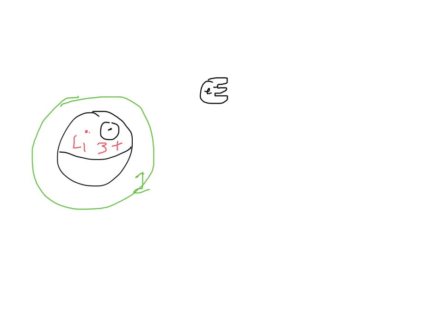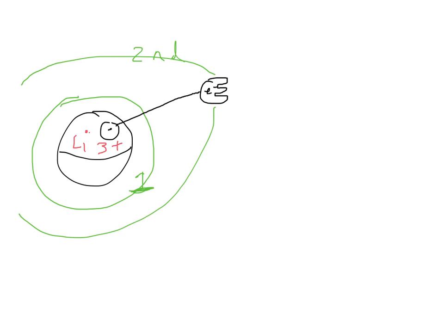It has completely filled the first energy level. The outermost electron exists in the second energy level. So there's only one layer of negative charge affecting the pull of the Death Star's tractor beam for the Millennium Falcon.